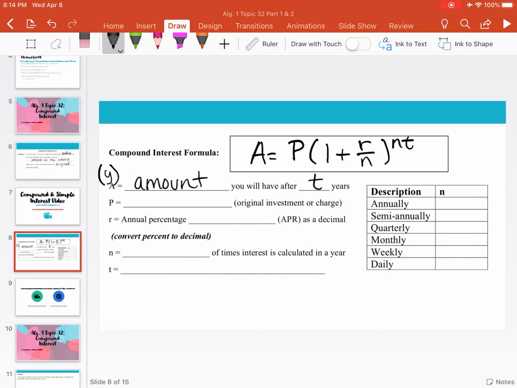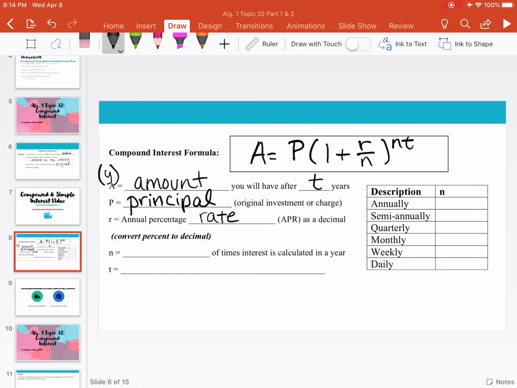P, we heard this word before, stands for the principal. Now this is not someone who leads a school, but it's the original investment or charge. It's your original starting amount. Your R stands for the annual percentage rate, which sometimes, if you see in commercials, is represented by APR.